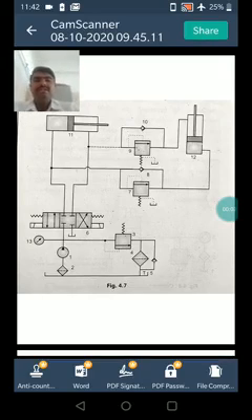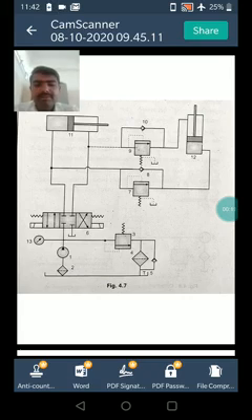Hi friends, now we'll see the next topic, that is the sequencing circuit. This is a sequencing circuit. See the components. The first one is the pump, the second is the pressure relief valve.